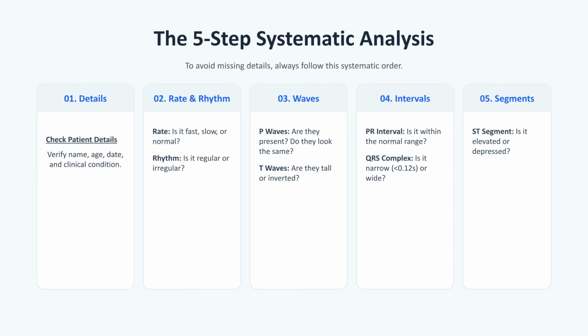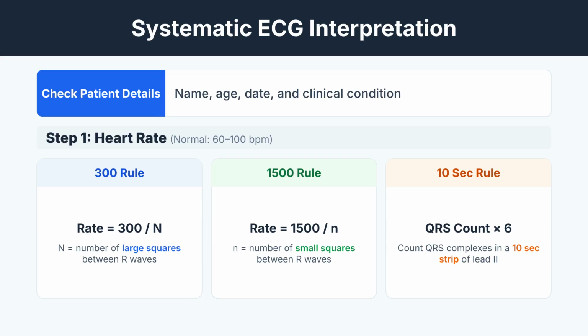The systematic ECG analysis follows a 5-step process to ensure no crucial detail is missed. This includes checking patient details, assessing rate and rhythm, analyzing waves, measuring intervals, and examining segments. Step 1 involves determining the heart rate, normally 60 to 100 beats per minute.